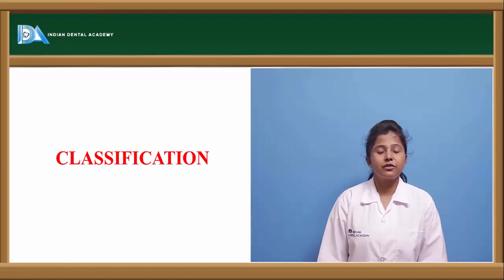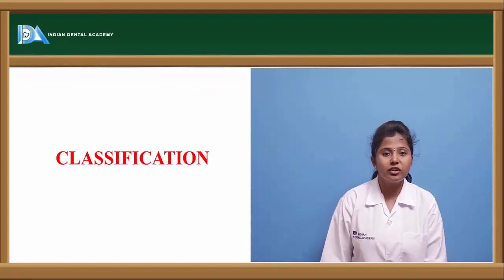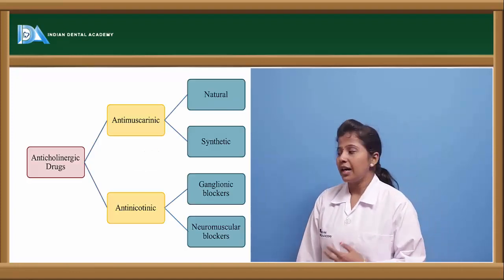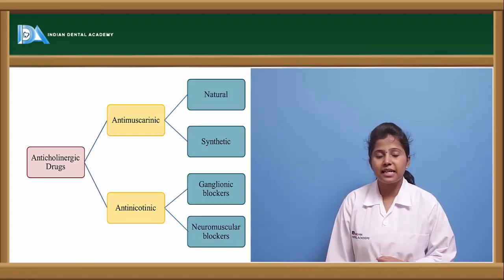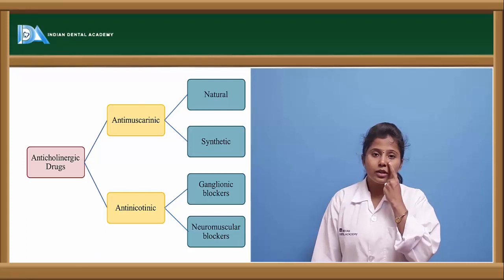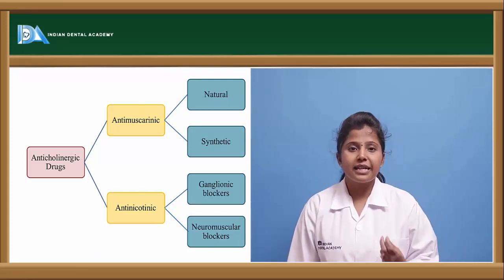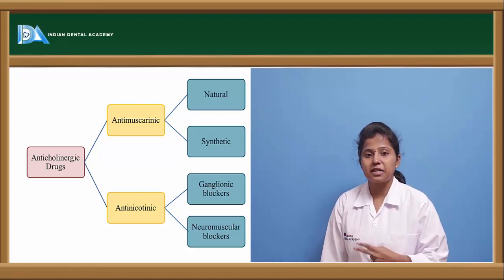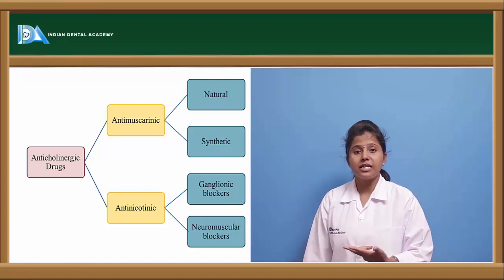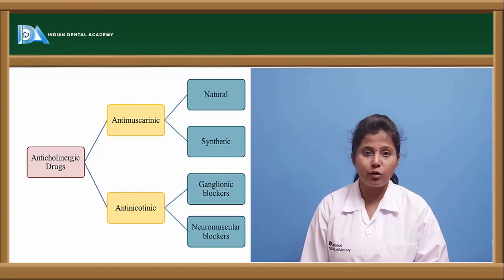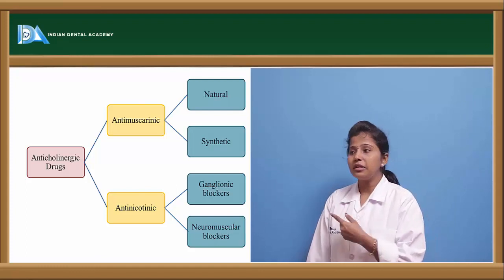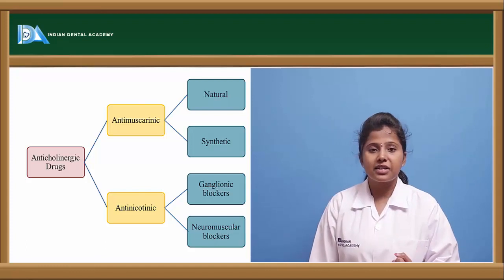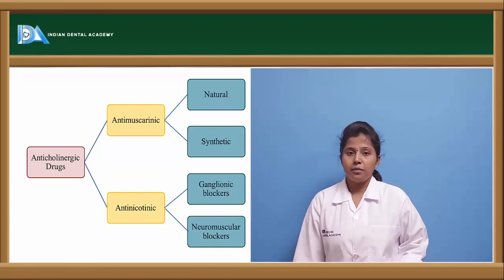Let us see the classification of these parasympatholytic drugs, or cholinergic blockers. These anticholinergic drugs are divided into two types, anti-muscarinic as well as anti-nicotinic, because cholinergic receptors are of two types. The drugs which antagonize muscarinic receptors are called anti-muscarinic, and the drugs which antagonize nicotinic receptors are called anti-nicotinic. Anti-muscarinic drugs are further classified as natural and synthetic, and anti-nicotinic drugs as ganglionic blockers and neuromuscular blockers.